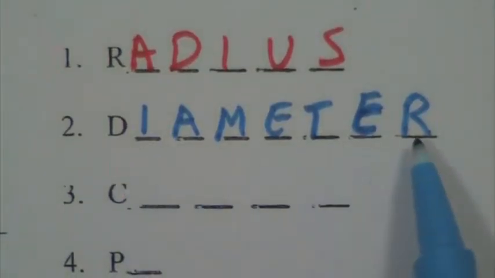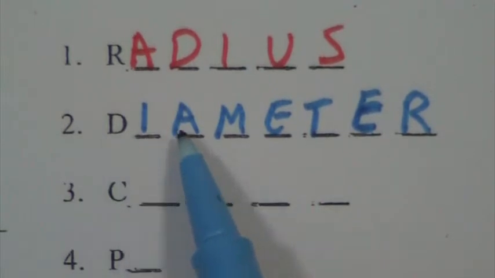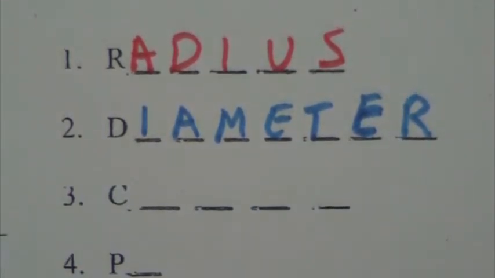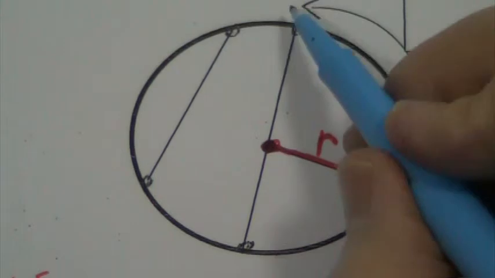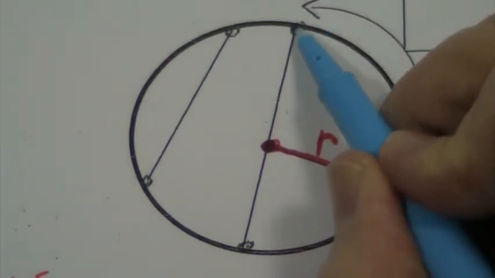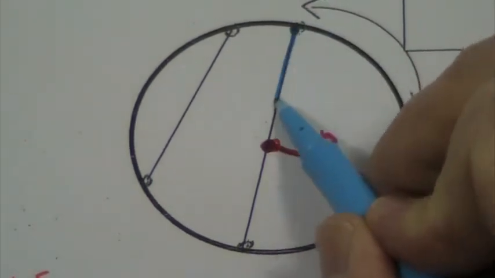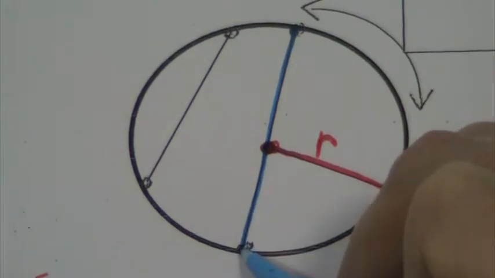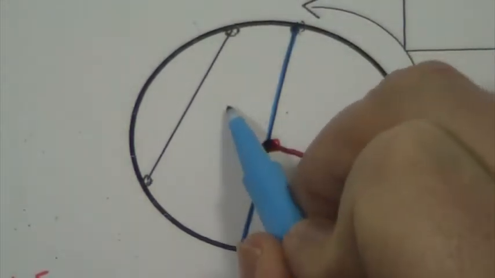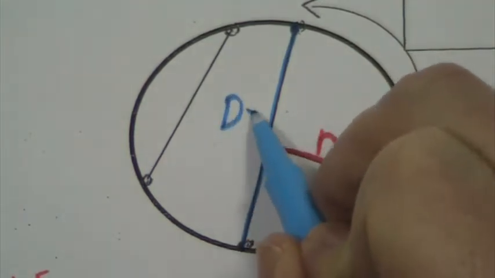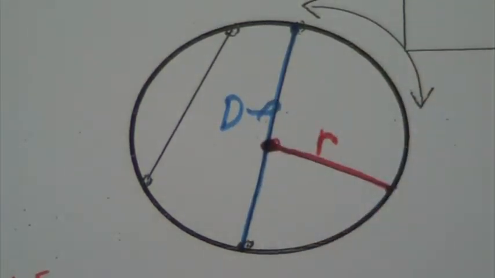The next word is diameter. That's D-I-A, meter. Now, diameter is going from one end of the circle through the center to the other side. That's diameter. I'm just going to put a capital D, make a little loop right there.